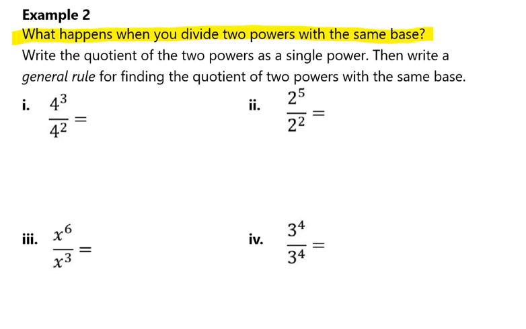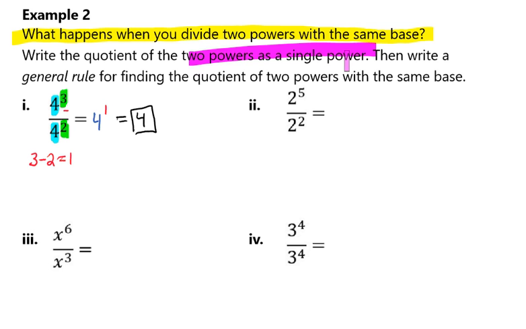So here we have 4 to the third power divided by 4 squared. Notice that our bases are the same, so they're stacked. So we'll have our exponents, but instead of adding them, we will subtract them. So we will have 3 minus 2, which is a 1. And so here we'll have 4 raised to the 1 power, which is 4. Now if I was writing this as a single power, this is what I would want to write. But if I'm simplifying it down, I would write a 4.